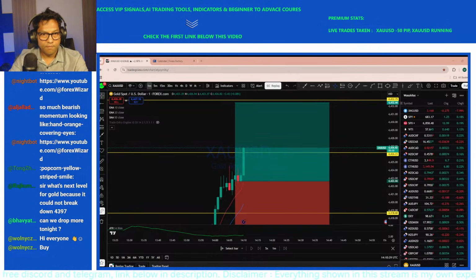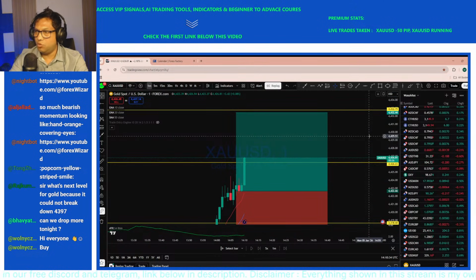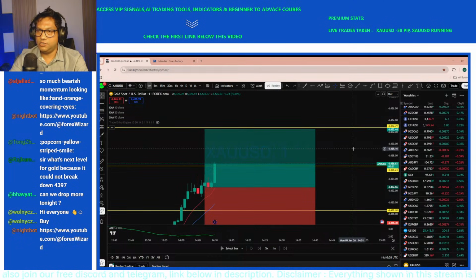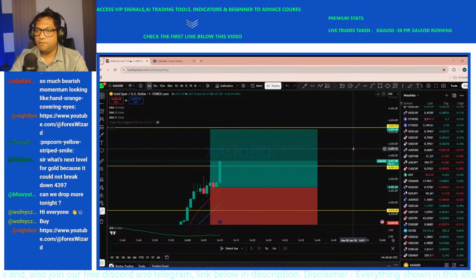Yep, it's a buy trade, and want to see that one single move back to the upside for us to be able to take this price, take this movement.